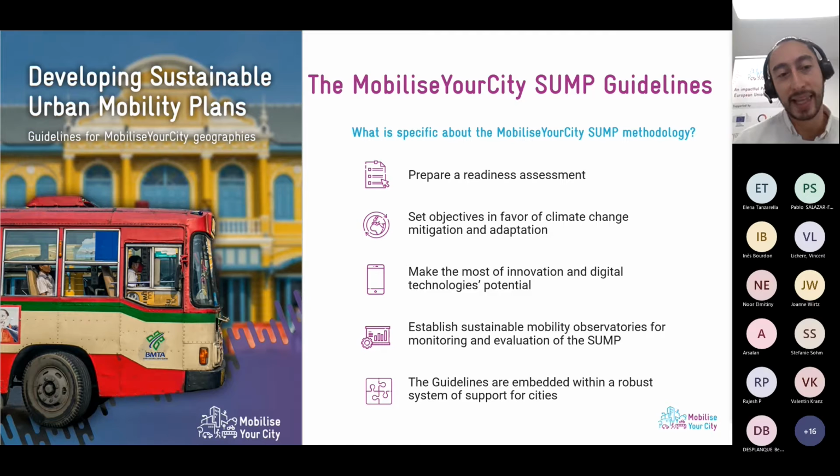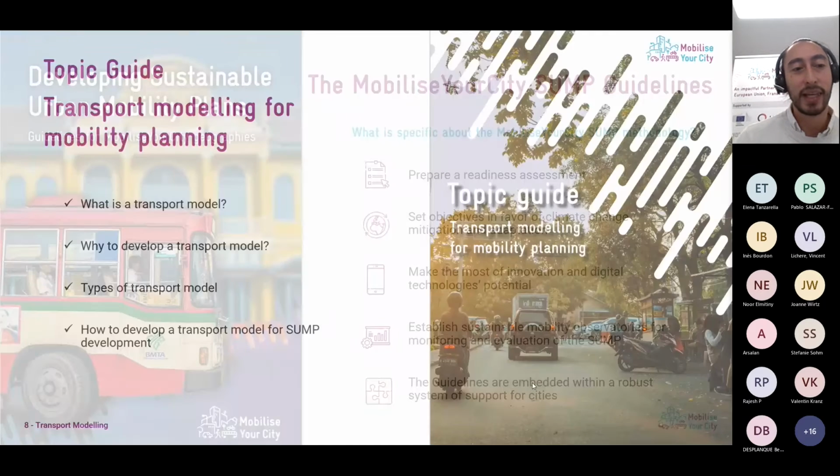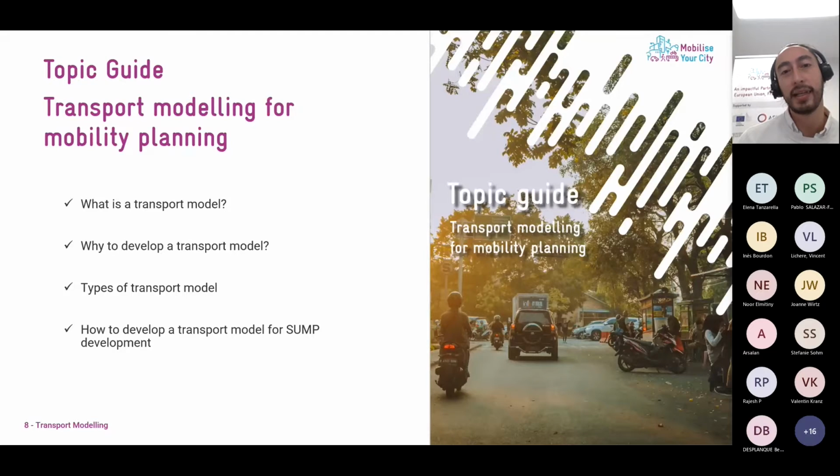But then in the next slide, please, Vincent, we see that we're also releasing many topic guides. The one that we're launching today is this topic guide on transport modeling for mobility planning. It was released a few weeks ago and is based mainly on the content of this training session. So what you're going to see in the topic guide is mainly the same content, in another format. And basically what the topic guide provides is answers to the questions that you can see on the screen.